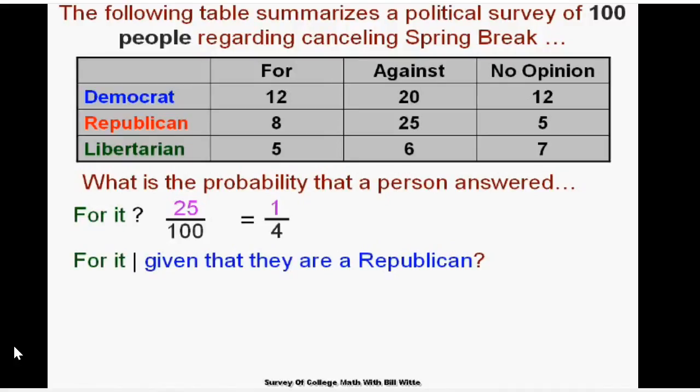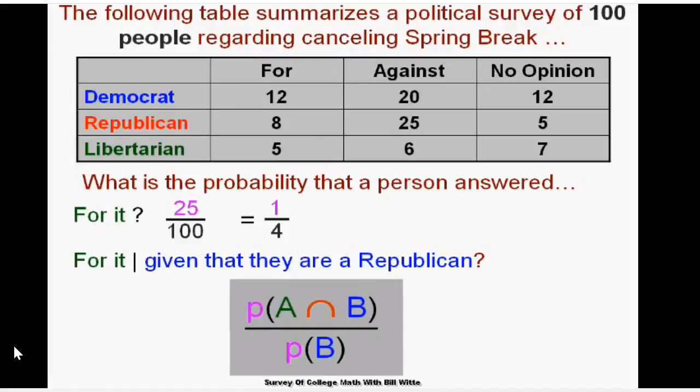What's the probability that a person was for it given that they were Republican? Now, this is a conditional one, okay? So we're going to have to do the intersection of both over the probability of B. Well, the intersection of both is that they were for it and were Republican. If you look at your table there, how many people were for it that were also Republican is 8. So your numerator will be 8. Now, that's going to be over the total number of Republicans. And the total number of Republicans, if you look at your table, is 8 plus 25 plus 5. If you add that up quickly, we're going to get 38.